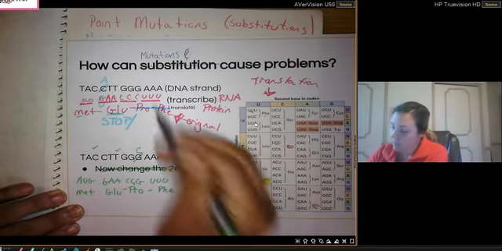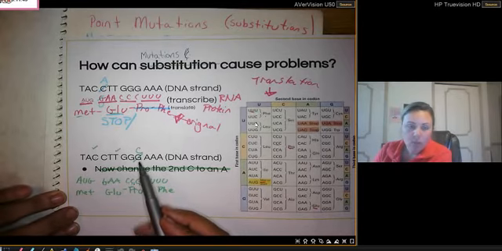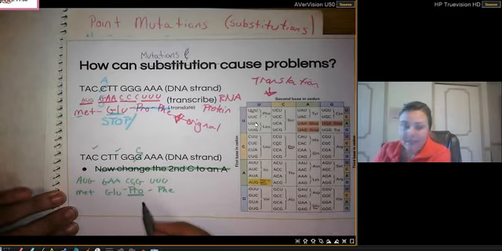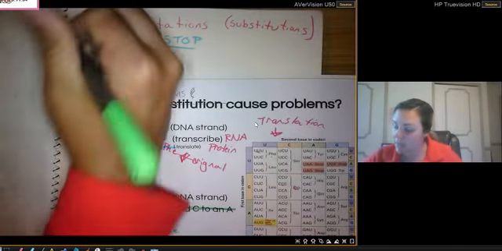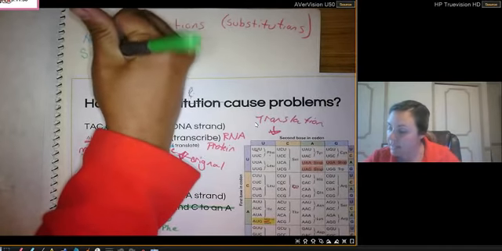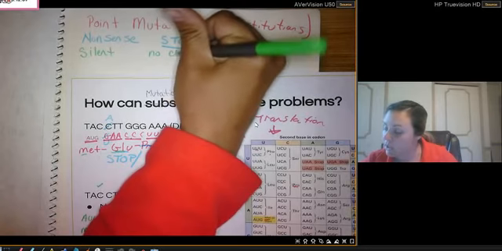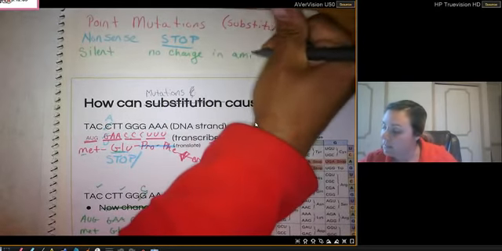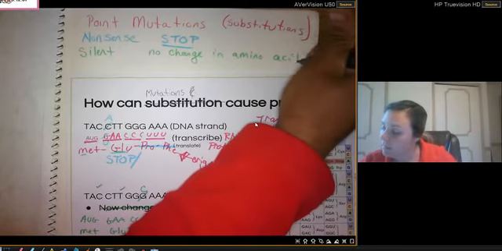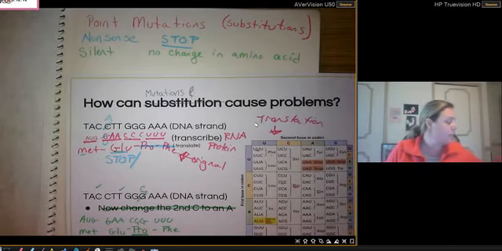So I have one base pair changed here, but my amino acid did not change at all. And this is called a silent mutation. So a silent mutation gives you no change in amino acid. Okay. And so let's look at one more type here.